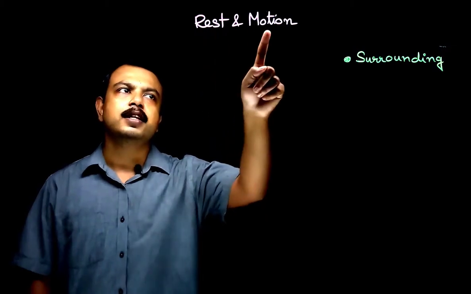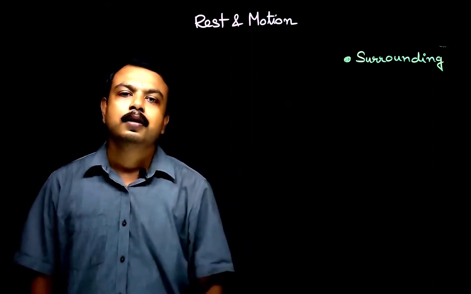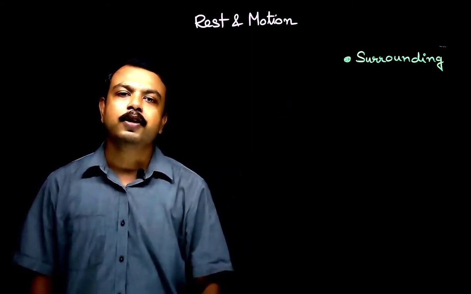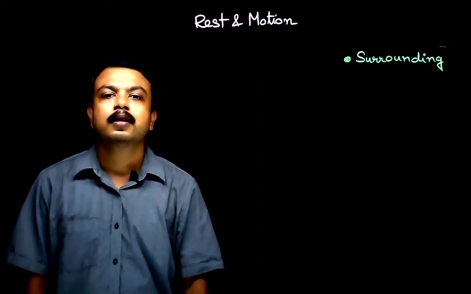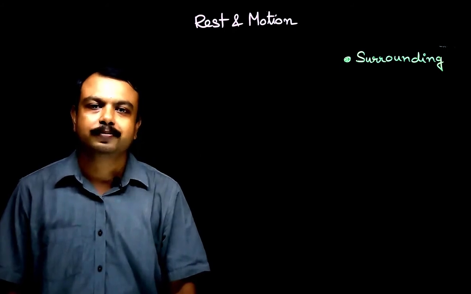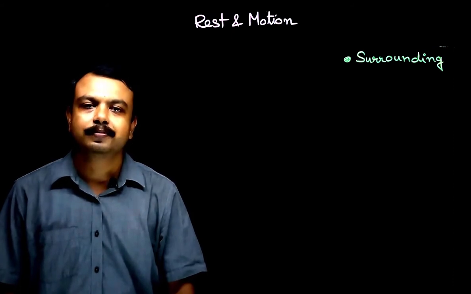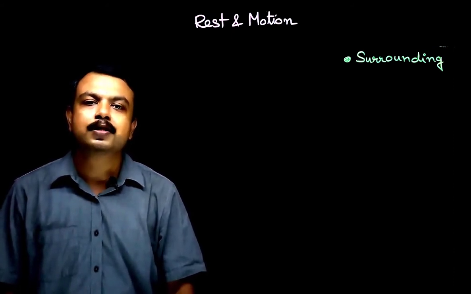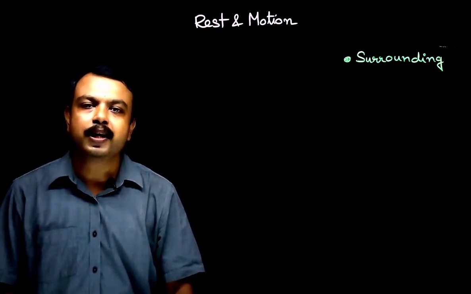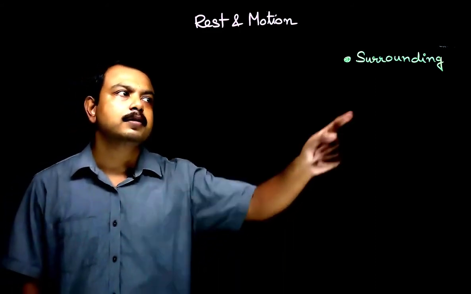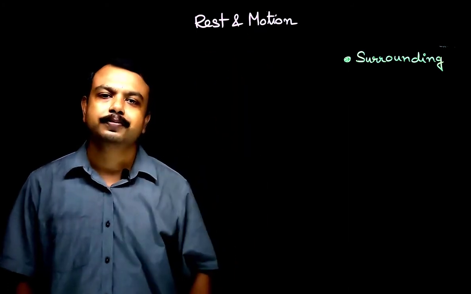In the definition of rest and motion, we have emphasized the term surrounding. Let us take an example to clarify this term. Suppose a person is traveling in a train which is moving uniformly. To that person, everything inside the train is stationary. However, to the person who is standing outside, the whole train is moving. This means the term surrounding changes the perspective of rest and motion.